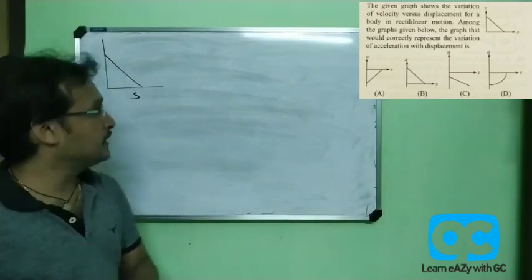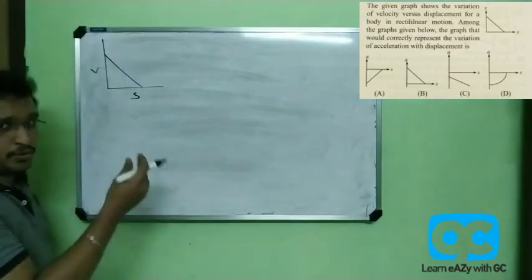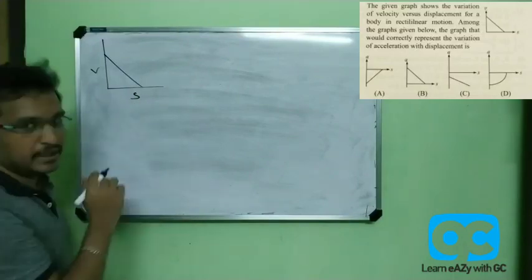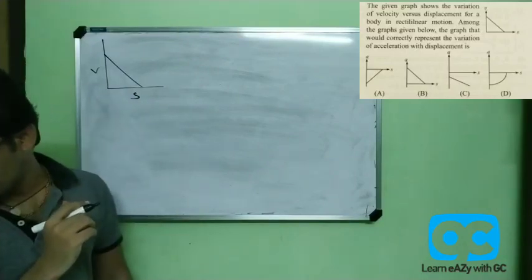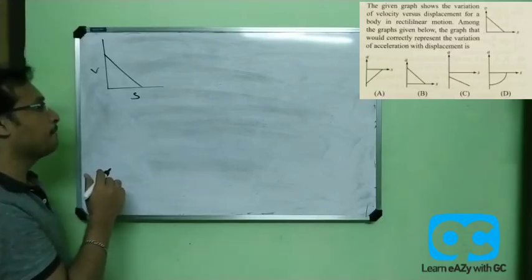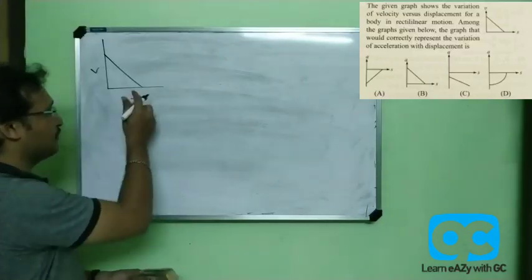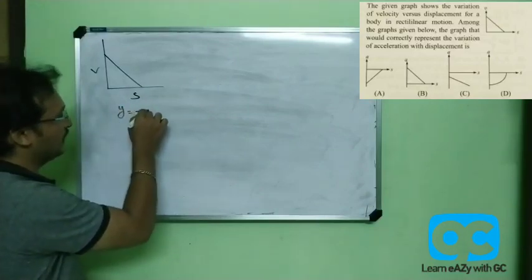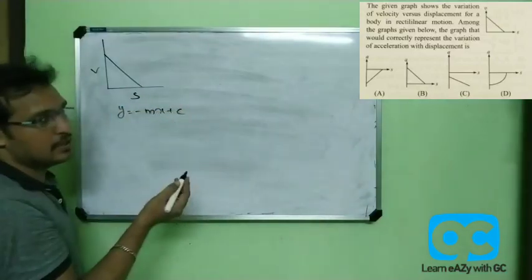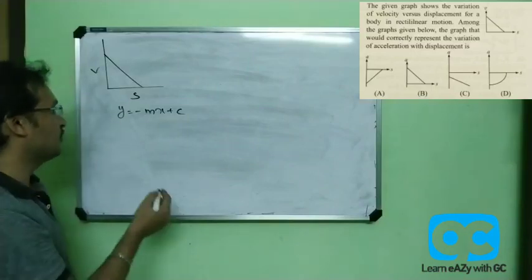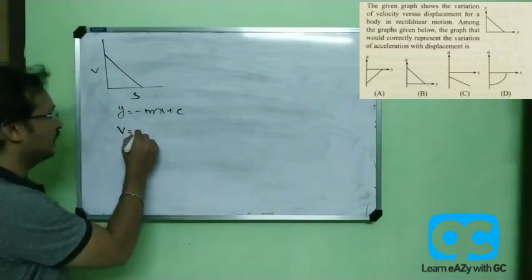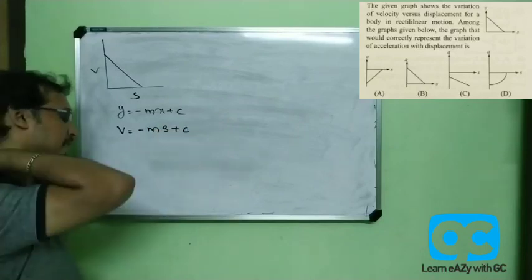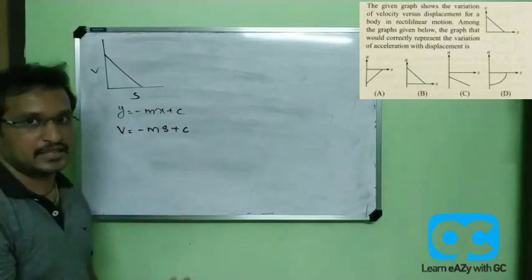Okay, see in the question how to solve this problem. We know the relation between V and S. Actually we don't need it, because the graph is given, a straight line with negative slope. Negative slope means y equal to minus mx plus c. This is the general formula for negative slope. Here y equals V, so V equals minus m into displacement plus a constant. This is the equation for this graph.